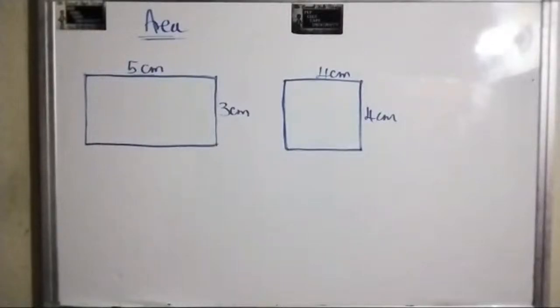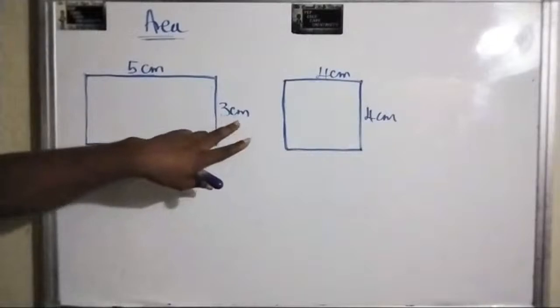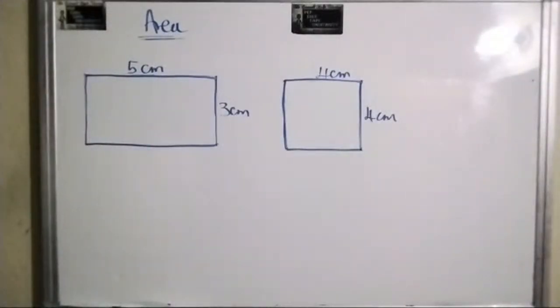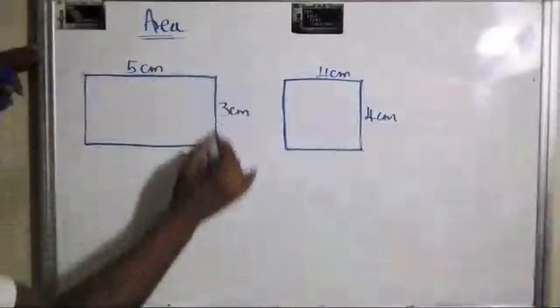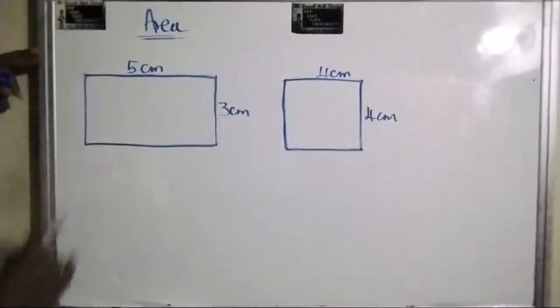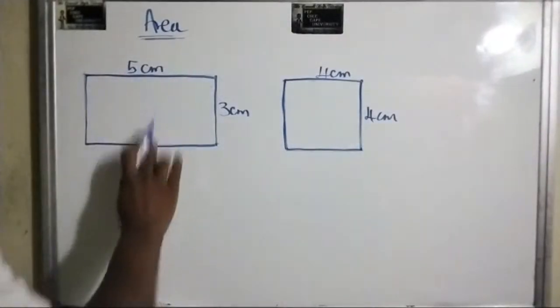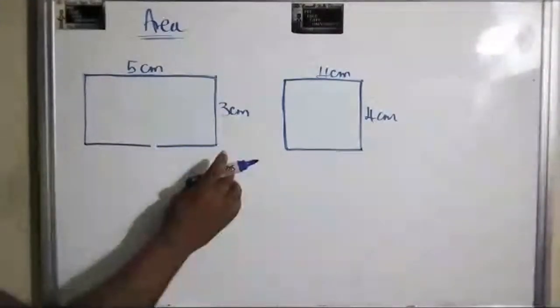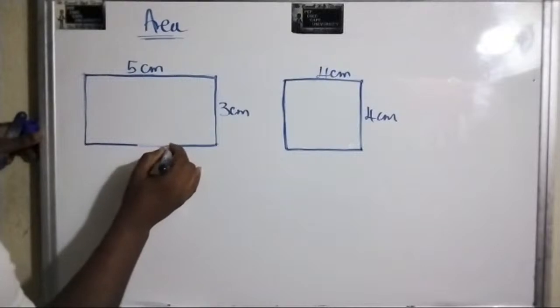Alright, guys. So, PEP peeps, what is area? Now, area is defined as the number of square units it takes to cover a surface. However, it must be enclosed, meaning all the lines must be joined. Alright? So if it stays like this, it's not enclosed. It must be enclosed. So let me join it up.